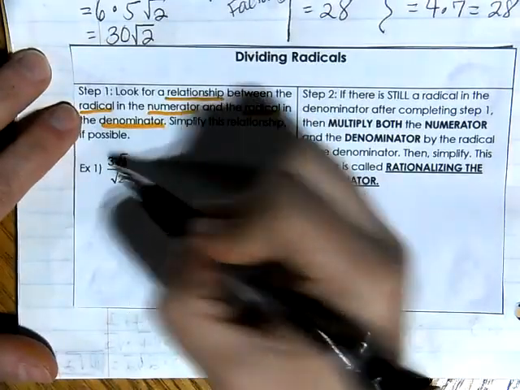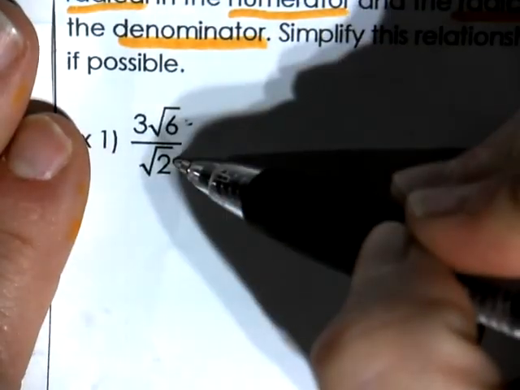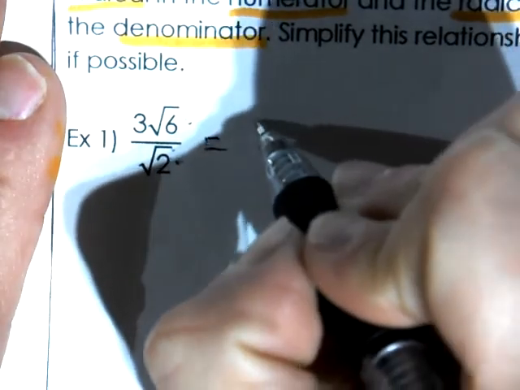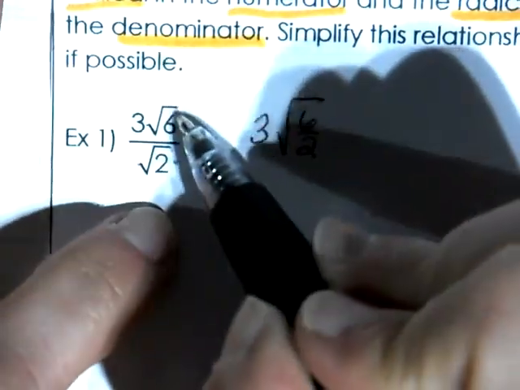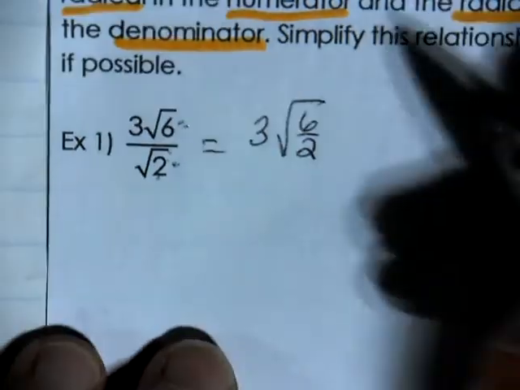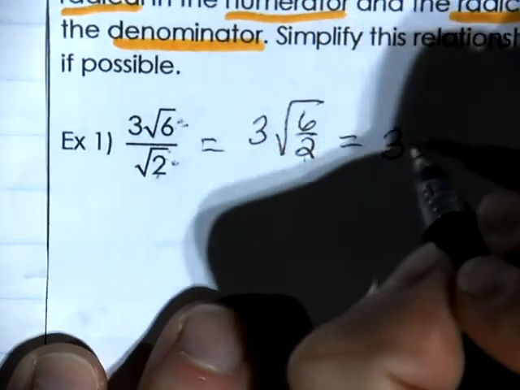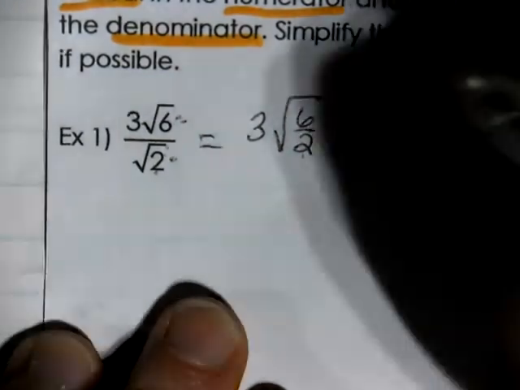In this problem, there is a relationship. So we're not looking at 3, I'm just looking at 2 and 6. I know that 6 and 2 are related. I can rewrite this as 3 times the square root of 6 divided by 2. I can just turn this into one radical. 6 divided by 2 is 3. So the answer is 3 times the square root of 3. That is all.